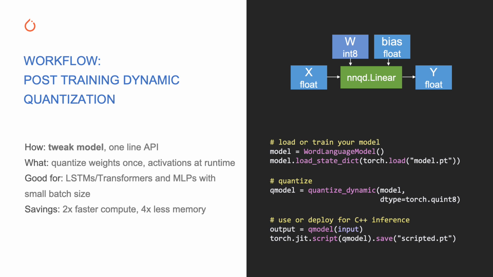I'm going to pass that into the quantize dynamic helper function in the quantization module, and you pass in the data type that you want to quantize to, like in this case, a qint8. And now you have a quantized model. And you know what? You're pretty much done. You can now use this quantized model and it will run fast and give you your quantized accuracy.